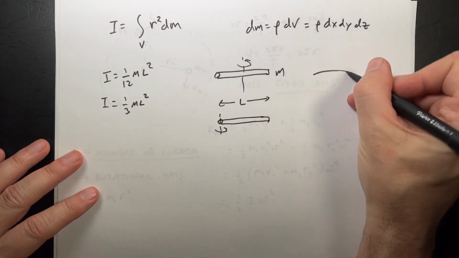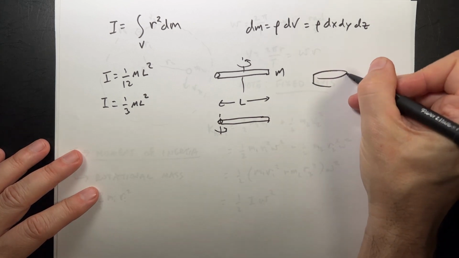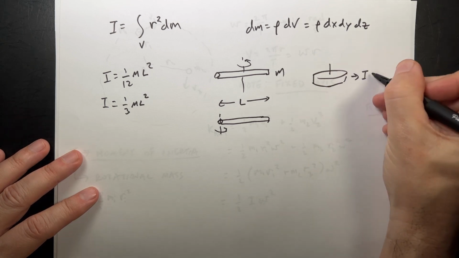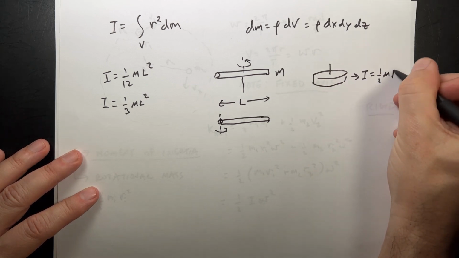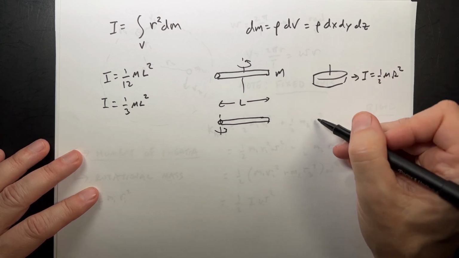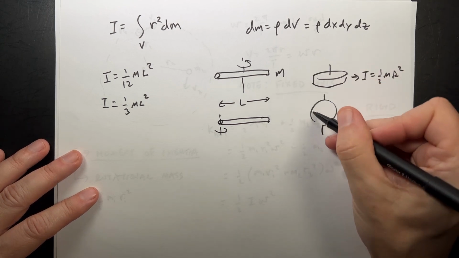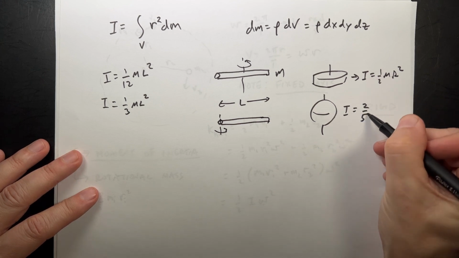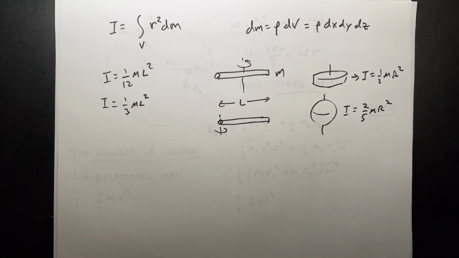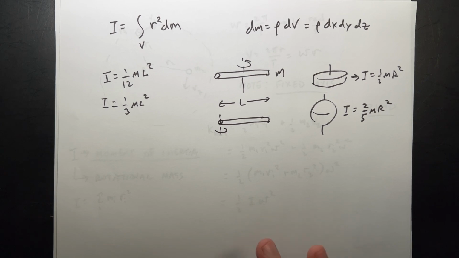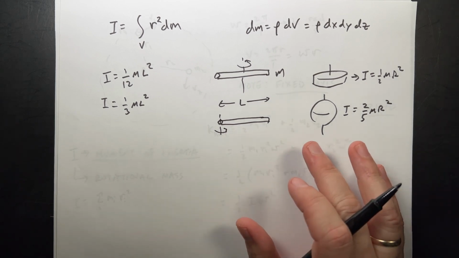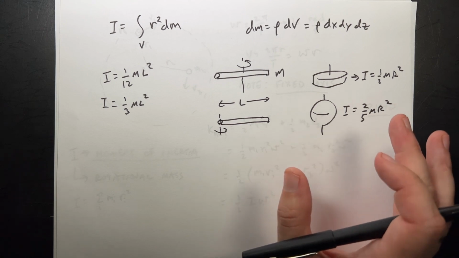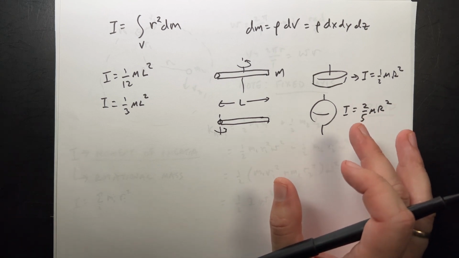A disk about the center has I equals 1/2 m r squared, where r is the radius. A sphere about the center has I equal to 2/5 m r squared. But I wouldn't expect you to memorize those things. I'm just letting you know that these could all have the same mass and same diameter or whatever, but they're going to have different moments of inertia, and that's okay.